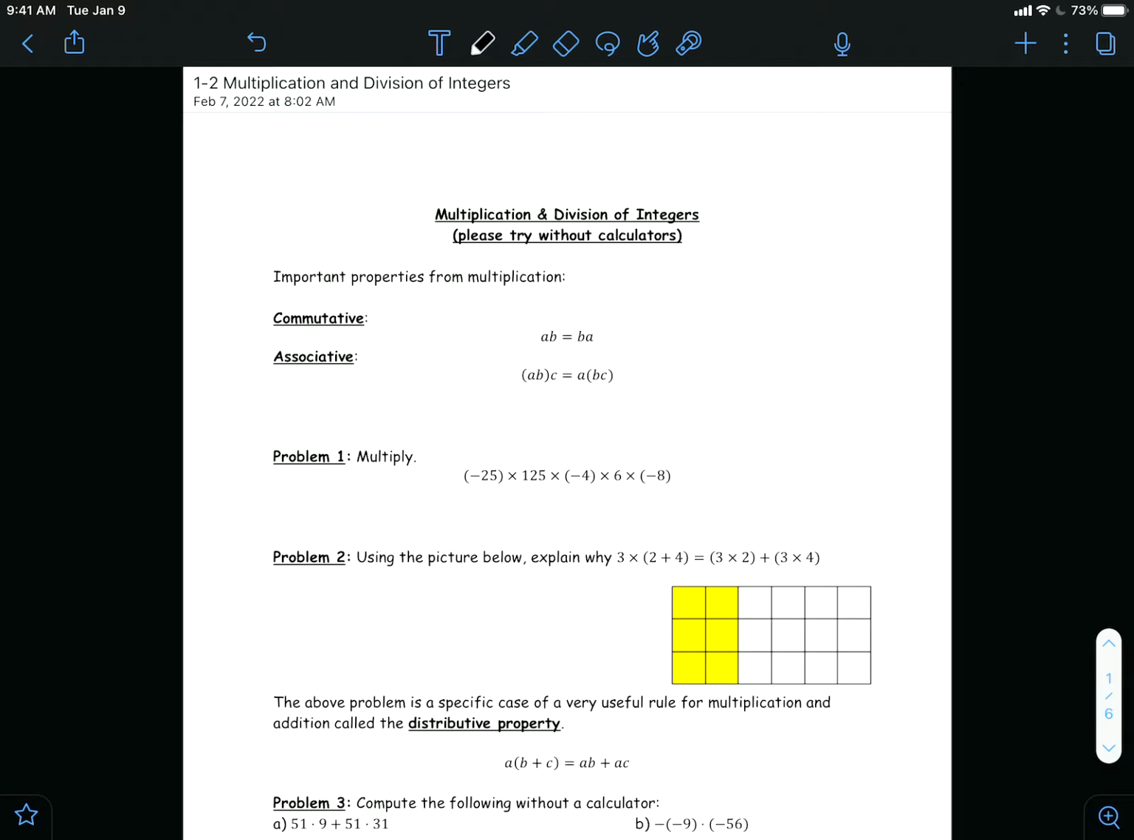Okay, so what that's saying is that the commutative property says if you multiply A times B or B times A, you're going to get the same result. So the order doesn't matter there. Same as the addition, subtraction.